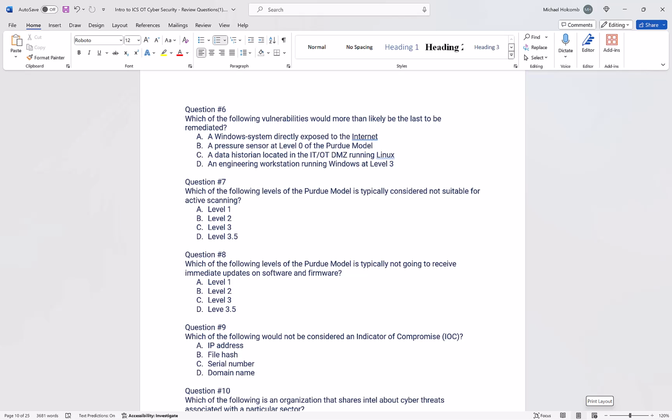Again, much more happening in those older environments. So which of the following levels of the Purdue model is typically considered not suitable for active scanning? If it was any of those, it would be level 1. Just remember, it just depends on your organization.